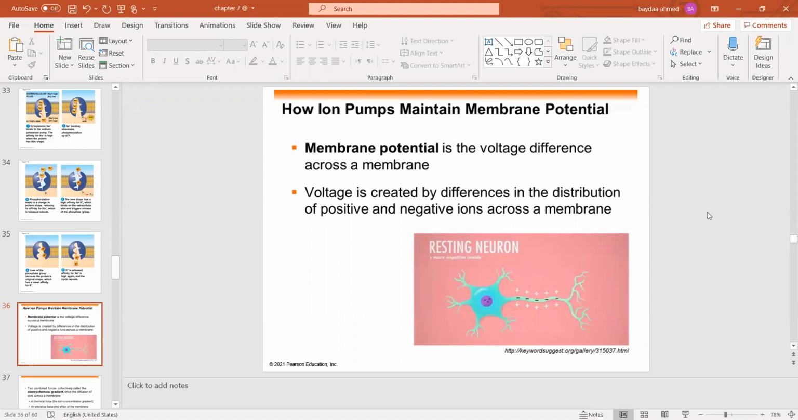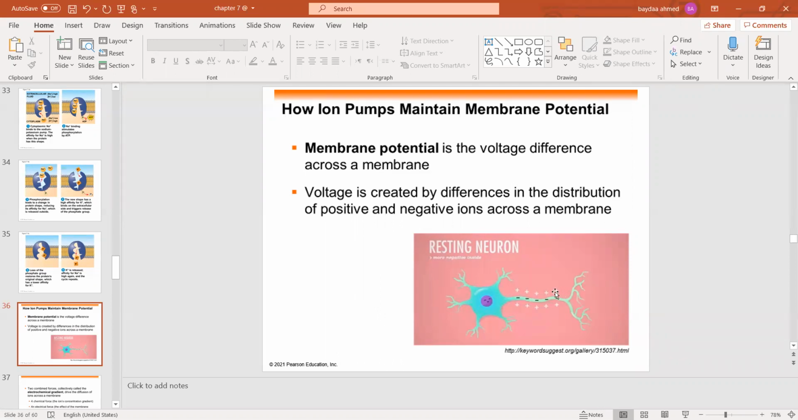I've said before that all cells have voltage across their plasma membrane. The cytoplasmic side of the membrane is negative in charge relative to the extracellular side, which is positive in charge. The voltage across the membrane is called the membrane potential.